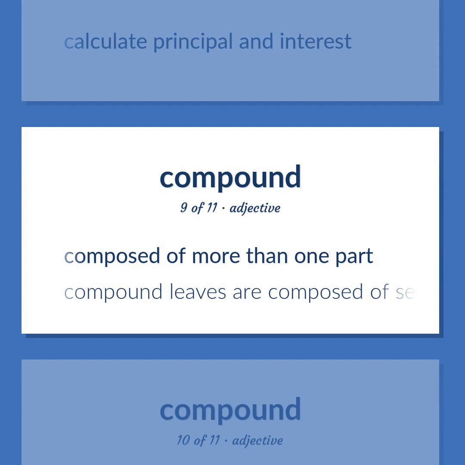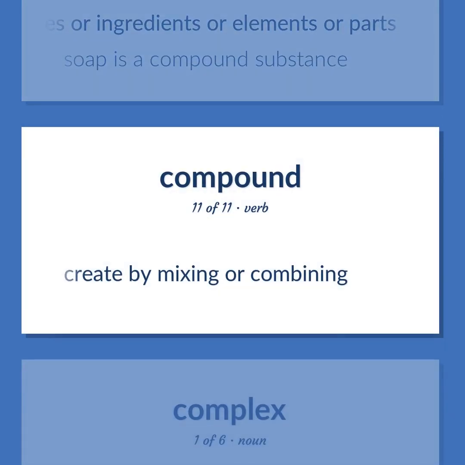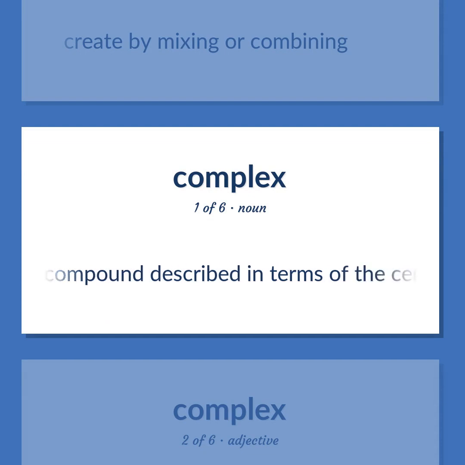Composed of more than one part. Compound leaves are composed of several lobes. Consisting of two or more substances or ingredients or elements or parts. Soap is a compound substance. Create by mixing or combining. A compound described in terms of the central atom to which other atoms are bound or coordinated.